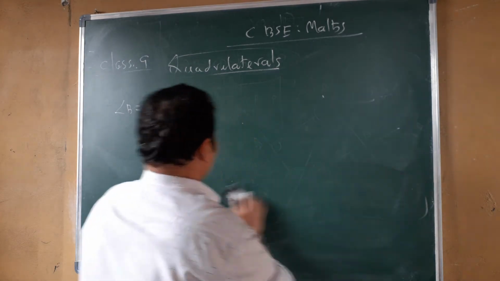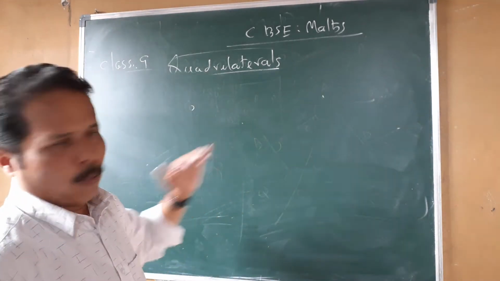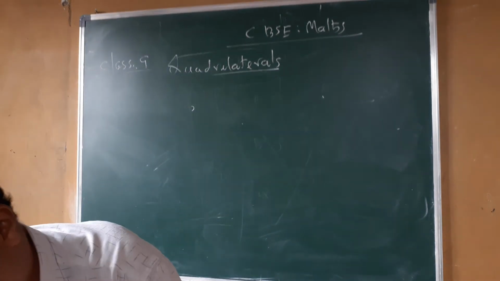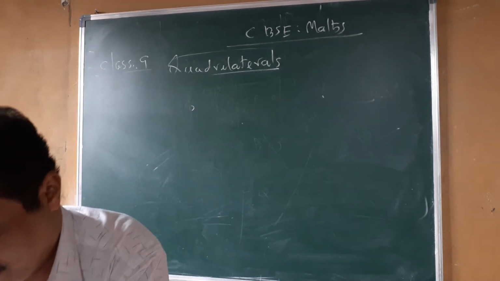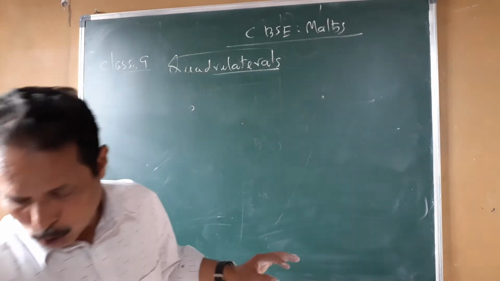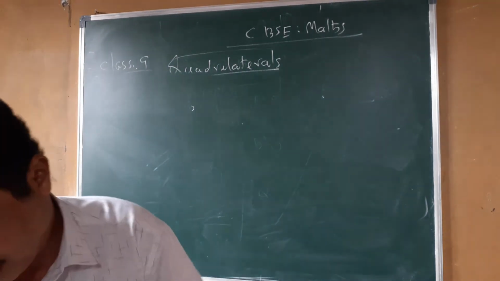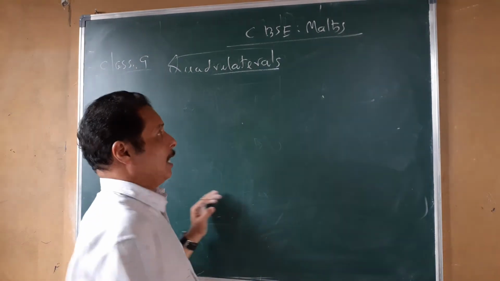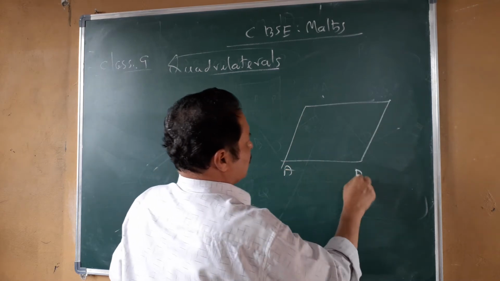Are you ready? The problem is comparatively a larger one. One more. Better you write the question. That is on page number 142. Prove that the diagonals of a rhombus are perpendicular bisectors.